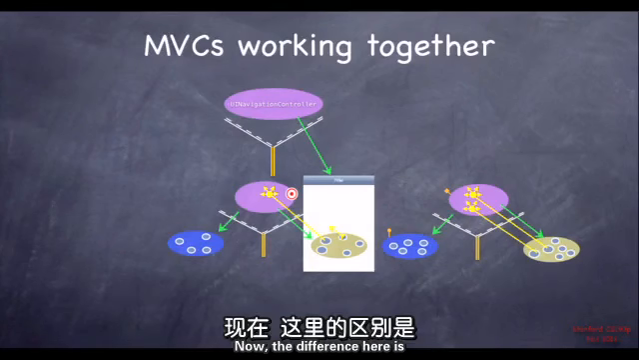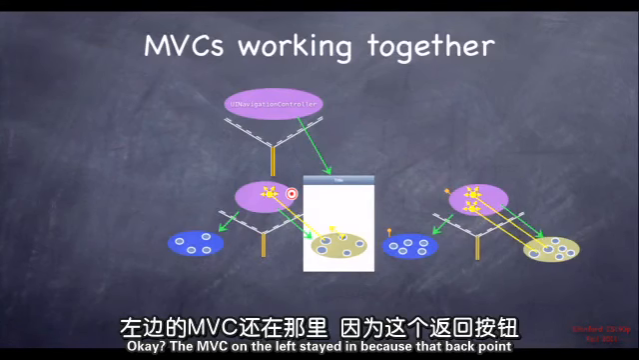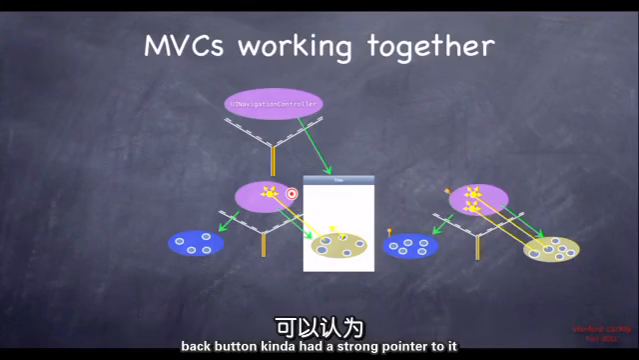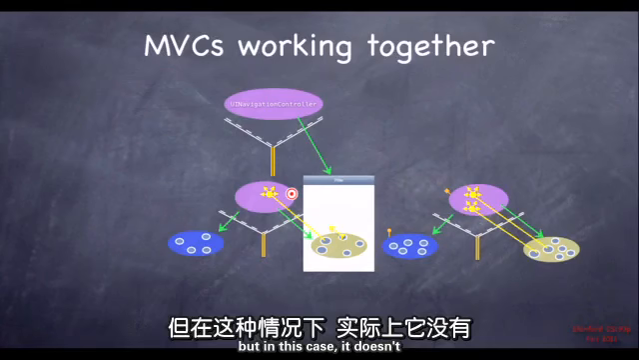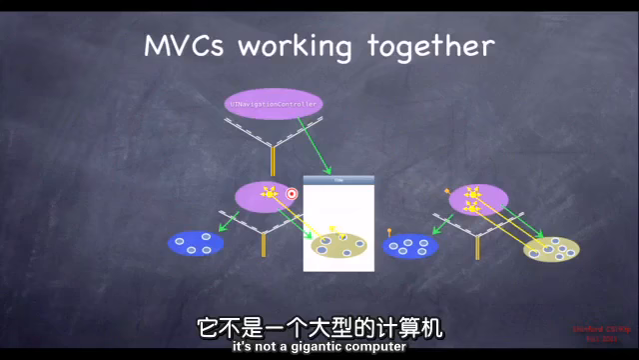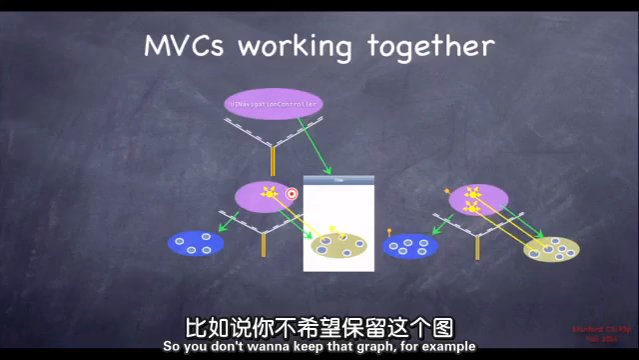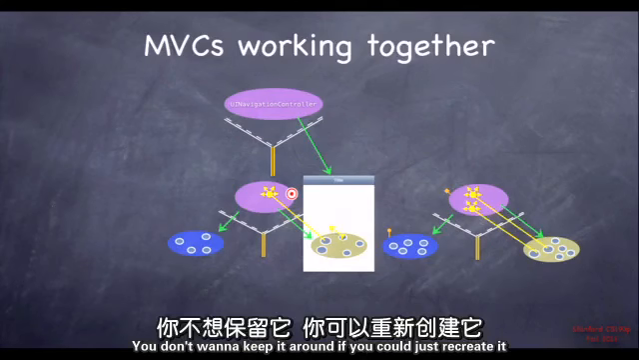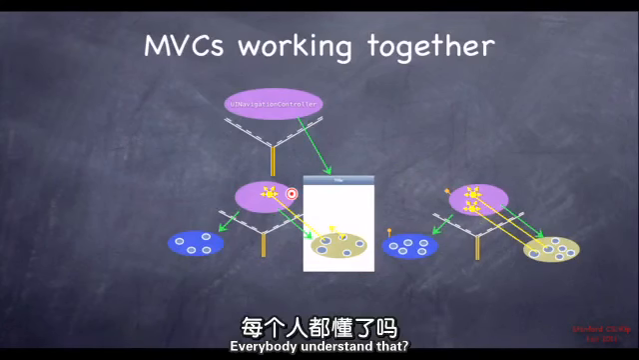Now, the difference here is this MVC on the right is probably going to go out of the heap. Okay? The MVC on the left stayed in because that back button kind of had a strong pointer to it, if you want to think of it that way. But in this case, it doesn't. So it's probably going to go away, which is what you want. Remember, you're on a phone here. It's not a gigantic computer with unlimited memory. So you want to manage your memory well. You don't want to keep that graph around, for example, if you could just recreate it if they press the graph button again. We'll just recreate the MVC. Everybody understand that?